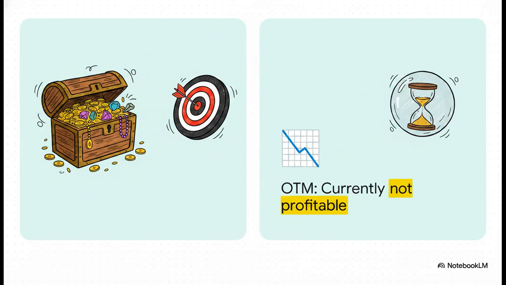Think of an ITM option like a treasure chest. It actually already has inherent value inside it. On the completely opposite side, a strike above the current price, like 22,500, is out of the money, or OTM. It's currently not profitable at all, and it holds zero intrinsic value. It's purely based on the hope that the market moves your way before time runs out.